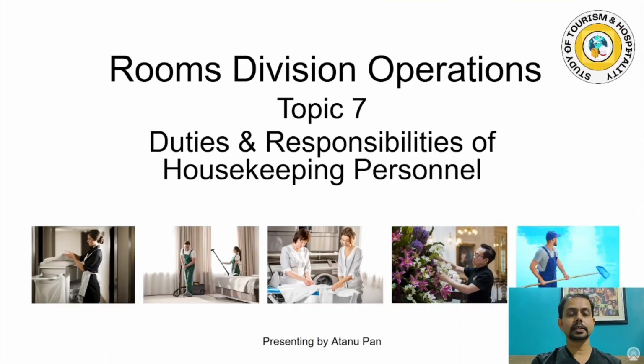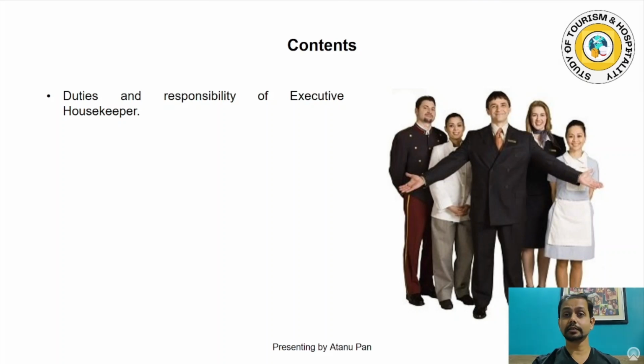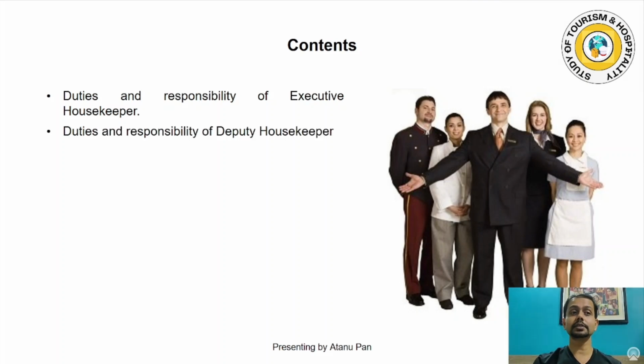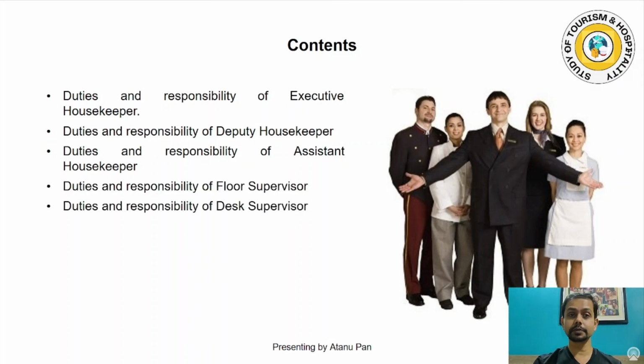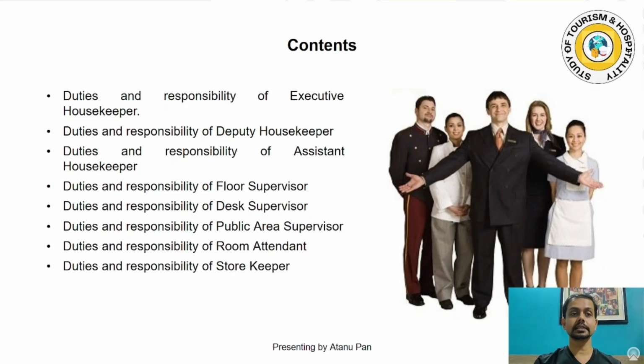All right, so let's start with today's topic. As I told, we are going to discuss the duties and responsibilities of each and every individual in the housekeeping department of the hospitality sector. All right, so let's see the content, what we are going to learn. The contents are the duties and responsibilities of executive housekeeper, deputy housekeeper, assistant housekeeper, floor supervisor, desk supervisor, public area supervisor, room attendant, storekeeper, and houseman.